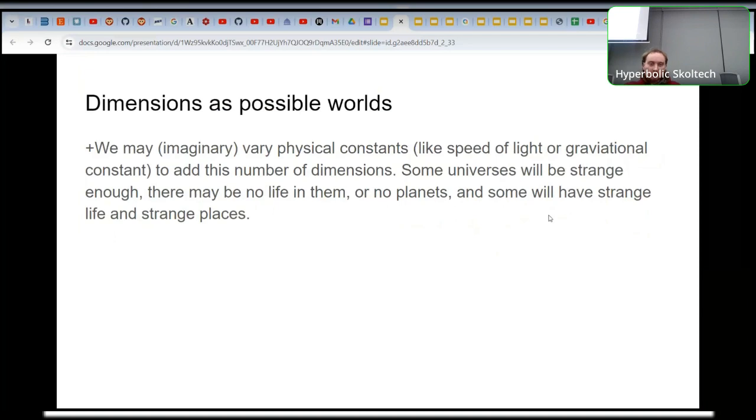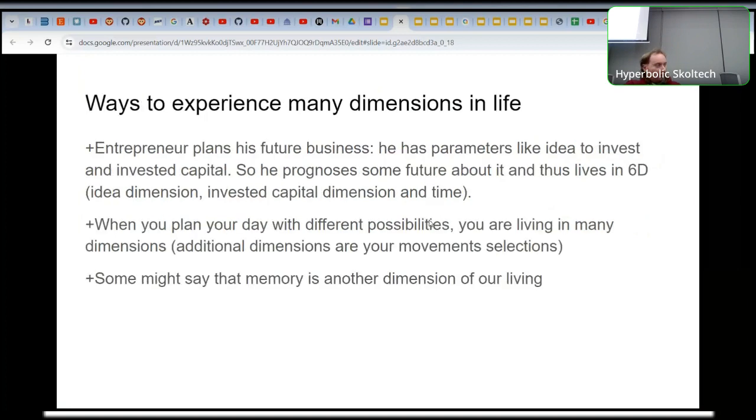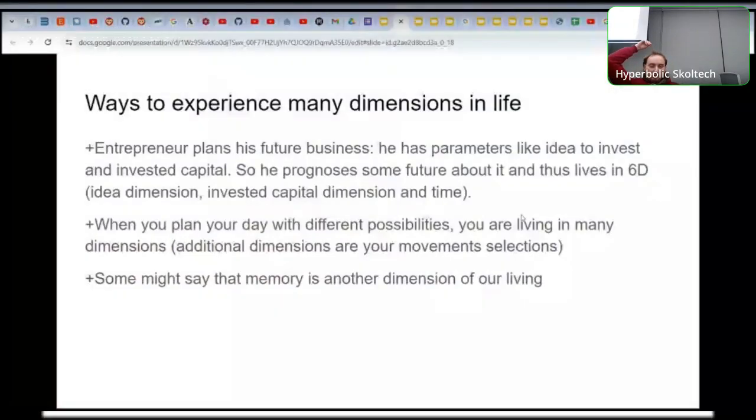Okay, so that's what I said earlier. We can vary physical constants. In such universes, there might be maybe no life, no planets, and you can try to vary them. And how do we experience many dimensions in life? For example, we are developing, and we have parameters like idea to invest, invested capital, maybe some other parameters. So each parameter adds another dimension, and we prognose for each setting of parameters what will be the outcome. This might take some long time to do, but yes, this is the way.